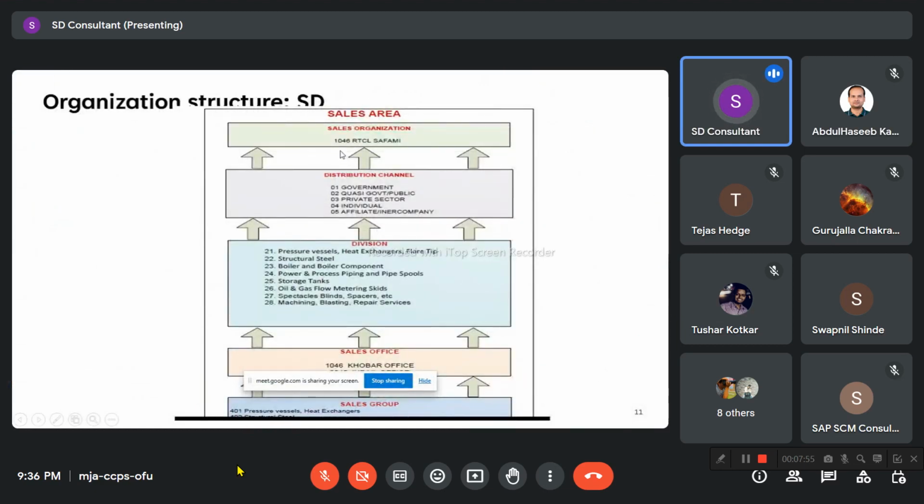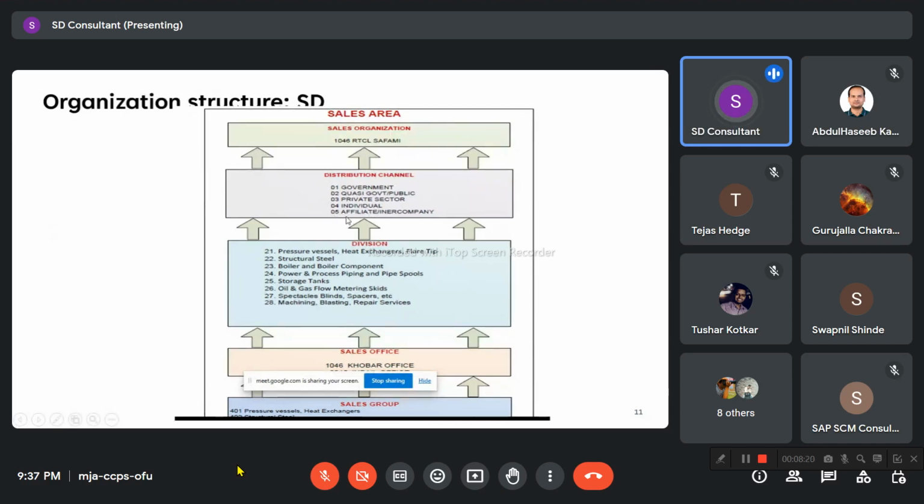From the organization structure point of view, on the SD side, 1046 is Safami's sales organization in SD. And again, it will have various distribution channels covering different customers. For government customers, it will be 01, and quasi-government and public 02. And for private customers or the private sector, it will be 03. And again, individual customers, it's 04.